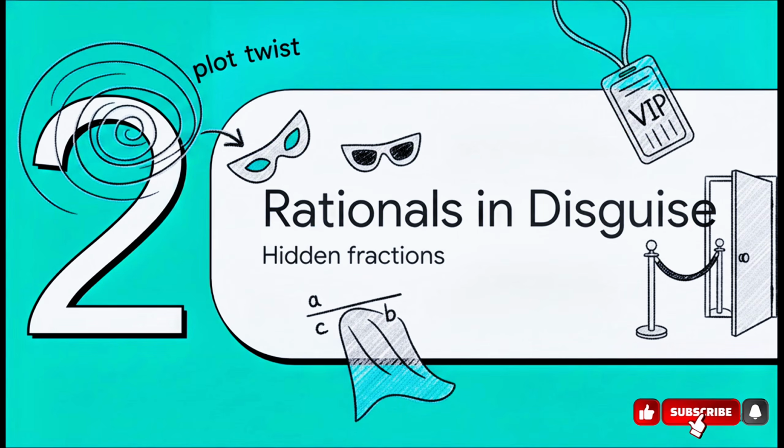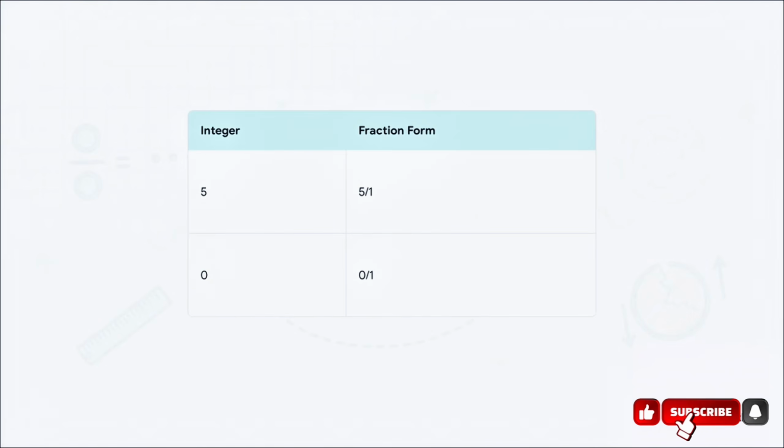Which brings us to section 2, rationals in disguise. Now, you and I both know the math universe loves a good plot twist. Not every number walks up to the club looking like a neat little A over B fraction. So, let's finally answer that opening question.